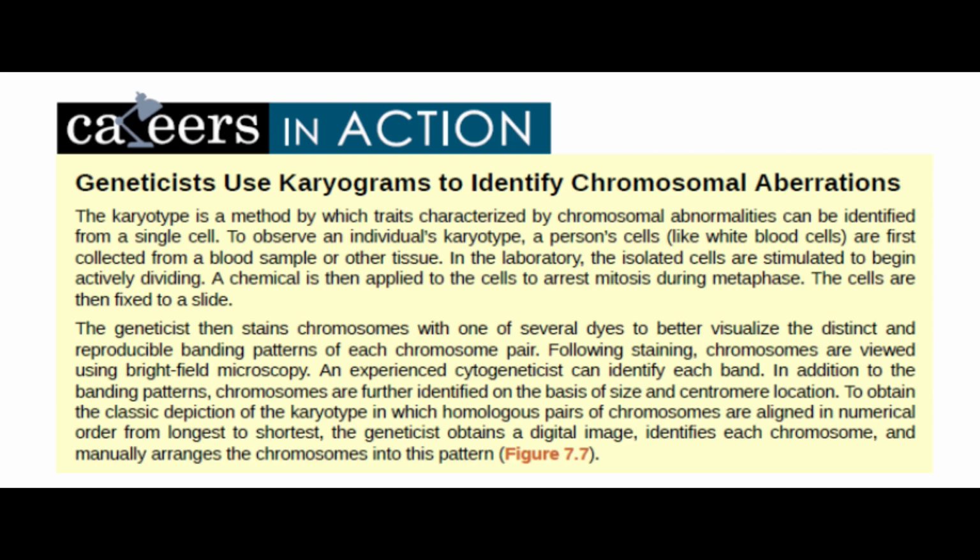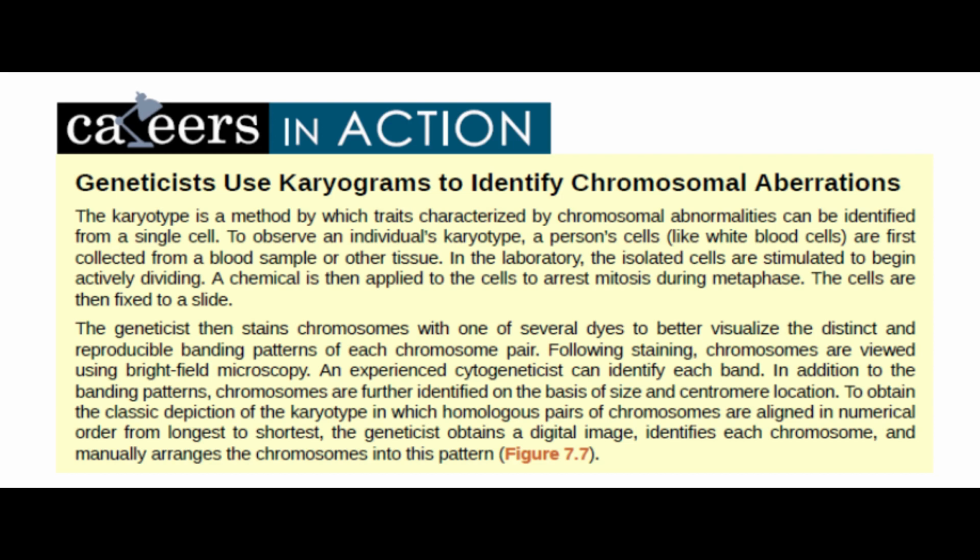The geneticist then stains chromosomes with one of several dyes to better visualize the distinct and reproducible banding patterns of each chromosome pair. Following staining, chromosomes are viewed using bright field microscopy. An experienced cytogeneticist can identify each band. In addition to the banding patterns, chromosomes are further identified on the basis of size and centromere location.